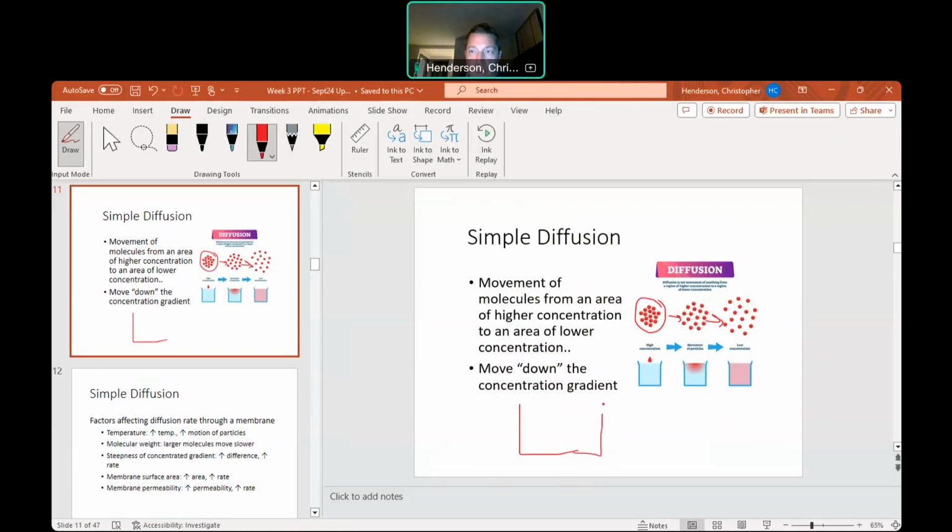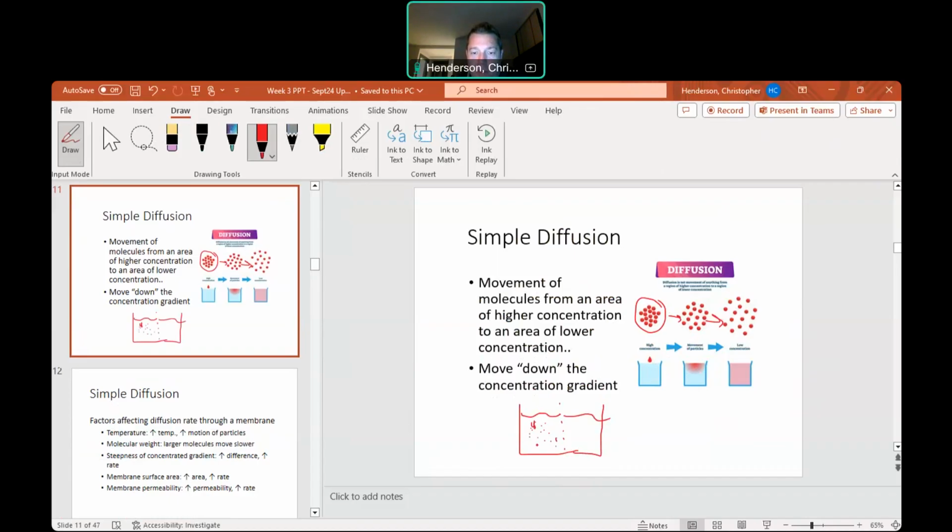So if you look, we have a beaker here. And imagine this beaker is split by a membrane. And imagine this is tea, right? In this, we're going to make sweet tea on this side. And we're going to put a lot of sugar in here. So we have all these sugar molecules in here.